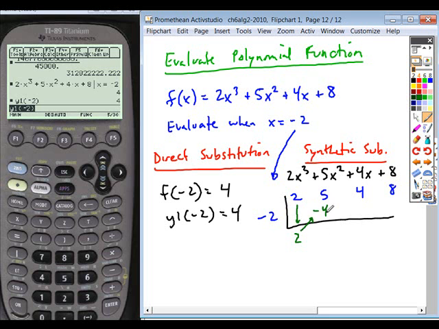combine down. So what's 5 minus 4? 1. 1 times the -2 is -2. 4 minus 2 is 2. You're going to multiply by a -2, you get -4. And then add down, you get 4. Whatever you come up with at the end is the value that you would get when you plug it in.